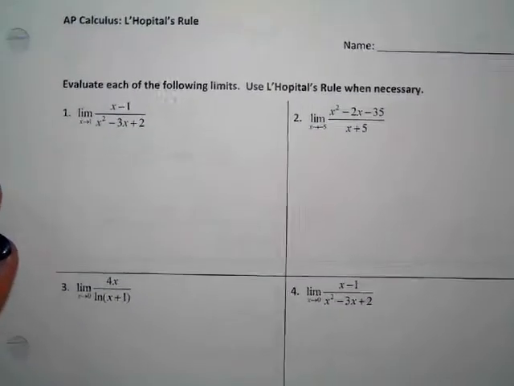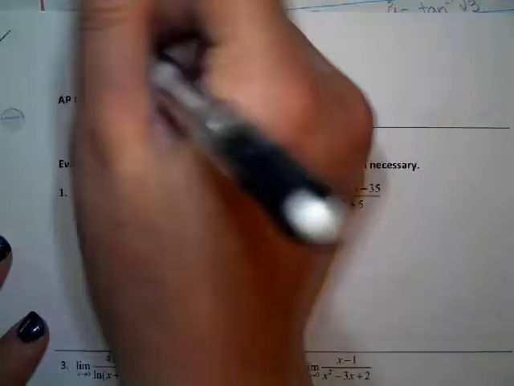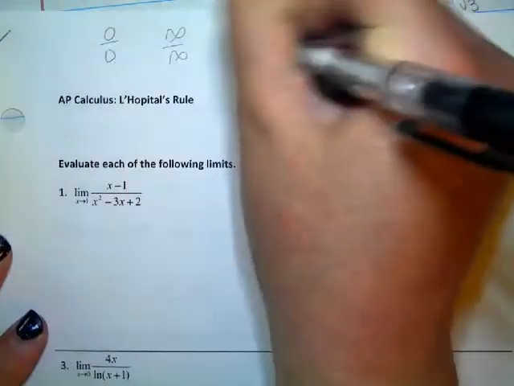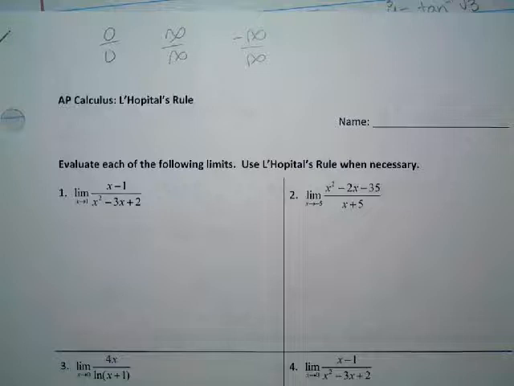So remind me when we are allowed to use L'Hopital's. 0 over 0 or infinity over infinity. And the one that confused me but works is negative infinity over positive infinity. They don't necessarily have to be the same sign. It still is okay, is what I have learned.